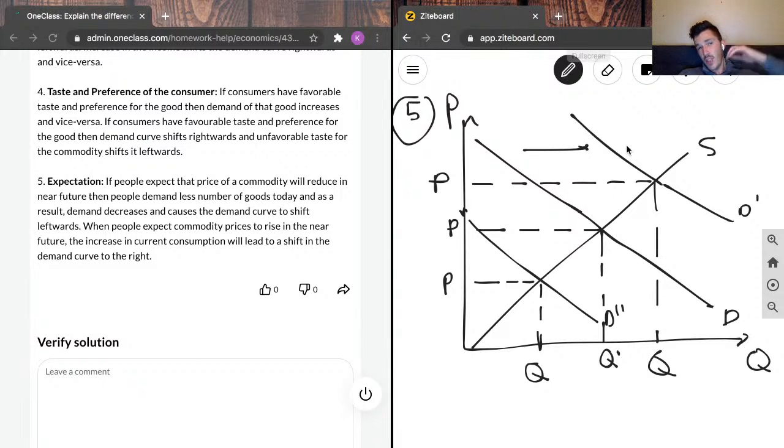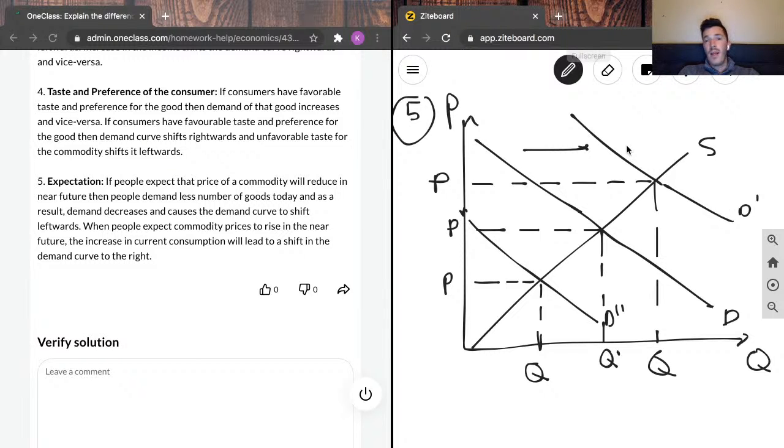Lastly is expectation. If people expect that the price of a commodity will reduce in the near future, then people demand fewer goods today. As a result, demand decreases and causes the demand curve to shift leftwards. When people expect commodity prices to rise in the near future, the increase in current consumption will lead to a shift in the demand curve to the right.